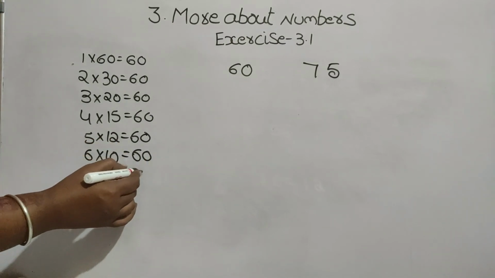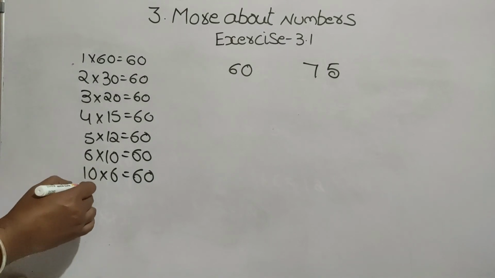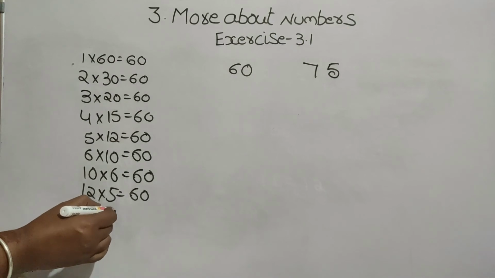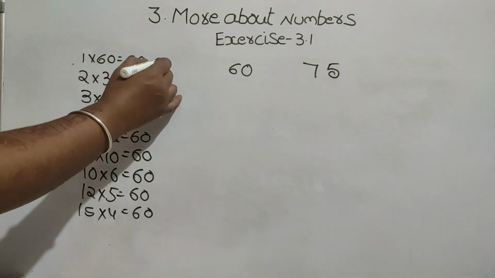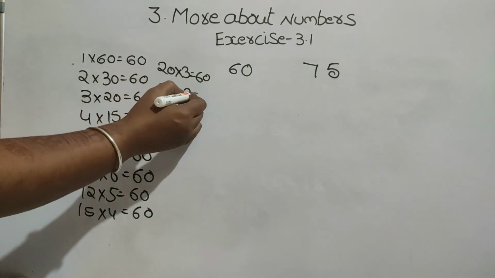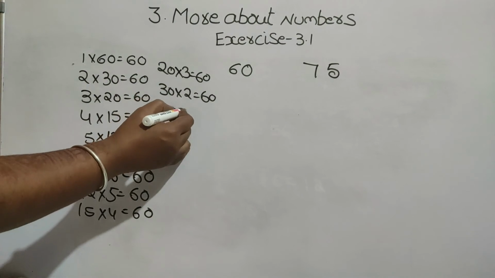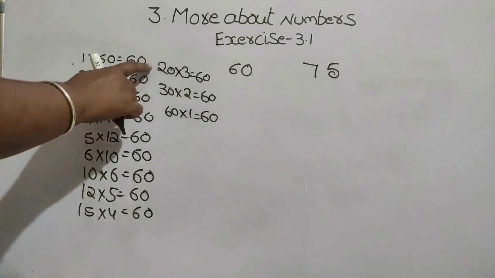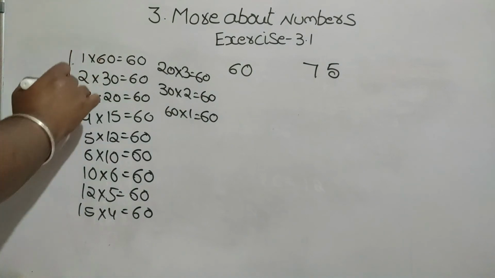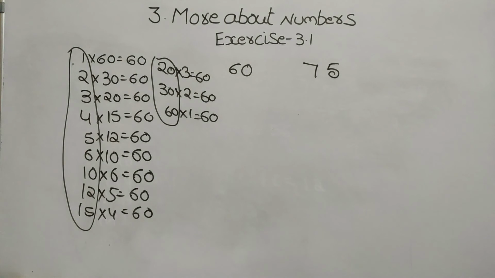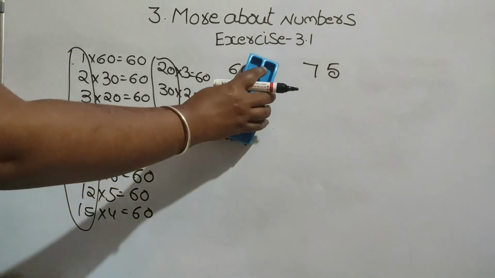10 6 are 60, 12 5s are 60, 15 4s are 60, 20 3s are 60, 30 2s are 60, 60 1s are 60. In this, we have 1, 2, 3, 4, 5, 6, 10, 12, 15, 20, 30, 60. So these are all the factors of 60. The next question is 75.